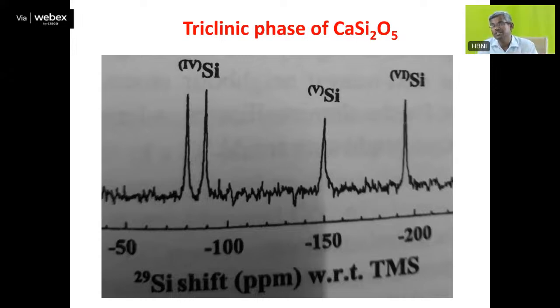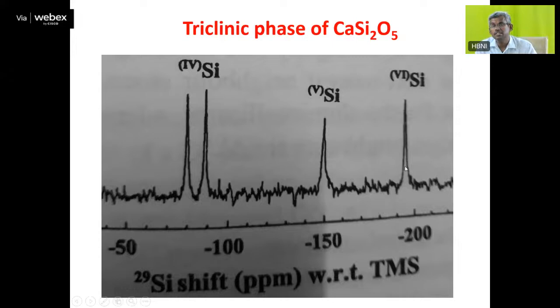There is a phase called calcium silicate, a structure in which silicon exists in 3 different configurations: silicon 4, silicon 5, and silicon 6 coordinated. There is no hydrogen or carbon attached to the material, only oxygen. So this is only a single pulse experiment in which we can see 2 different types of 4 coordinated silicons, because there is a bond angle change, and then we have 5 coordinated silicon and 6 coordinated silicon. So what is the difference?